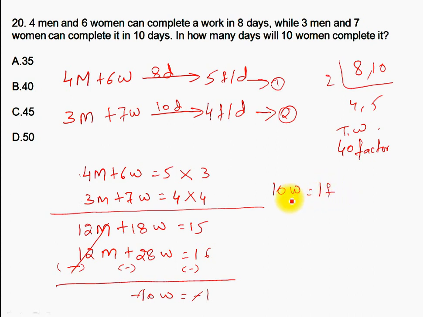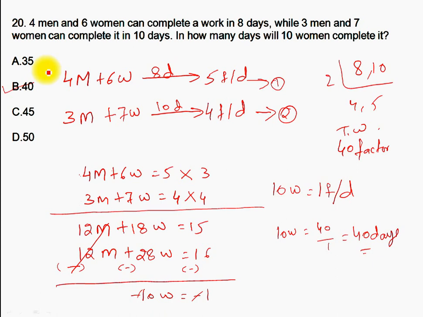Now 10 women can complete 1 factor per day. Our work is 40 factors. The question here is asking for 10 women only. How many days are required? It is 40 by 1, so for 10 women they require 40 days to complete the work. Here our answer is B, 40.